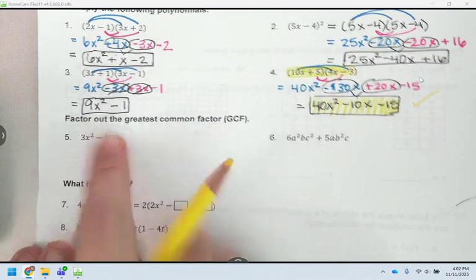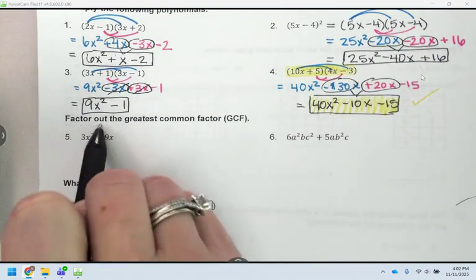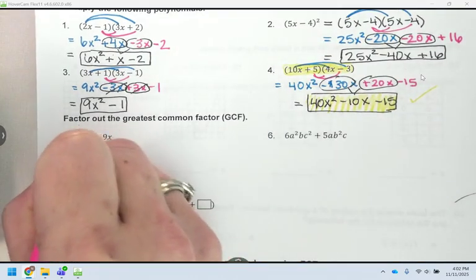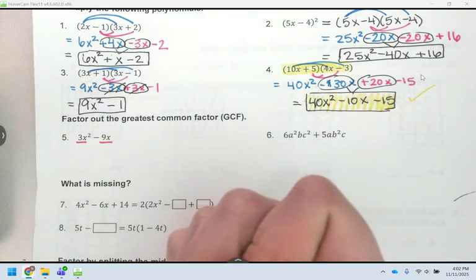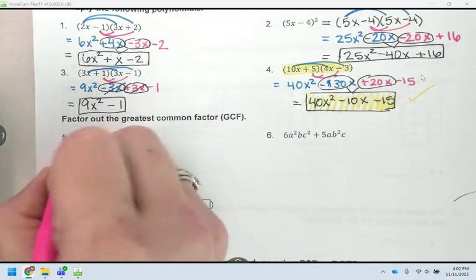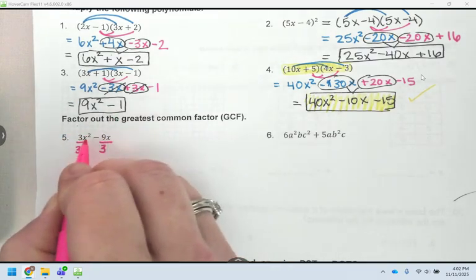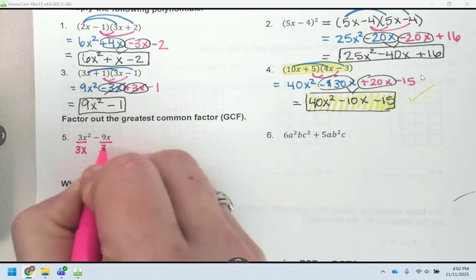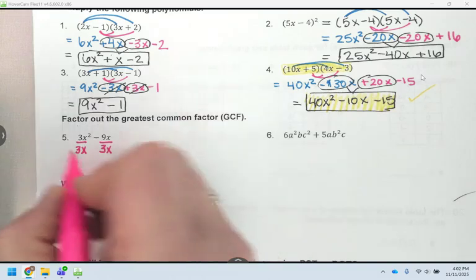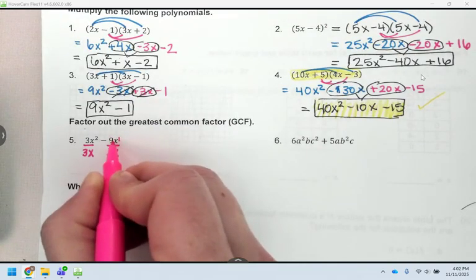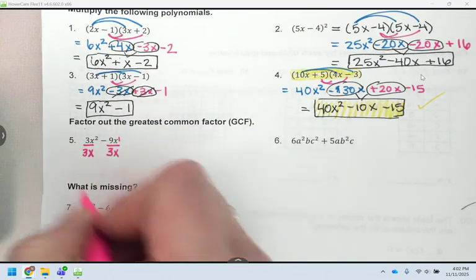All right, moving on to this one, it's asking us to factor out the greatest common factor. So what we're going to do is see what these two have in common. Well, I can divide both of them by 3. And this one has 1x and this one has 2. So they both have 1x in common. When you have variables, it's always going to be the one with the smallest exponent.